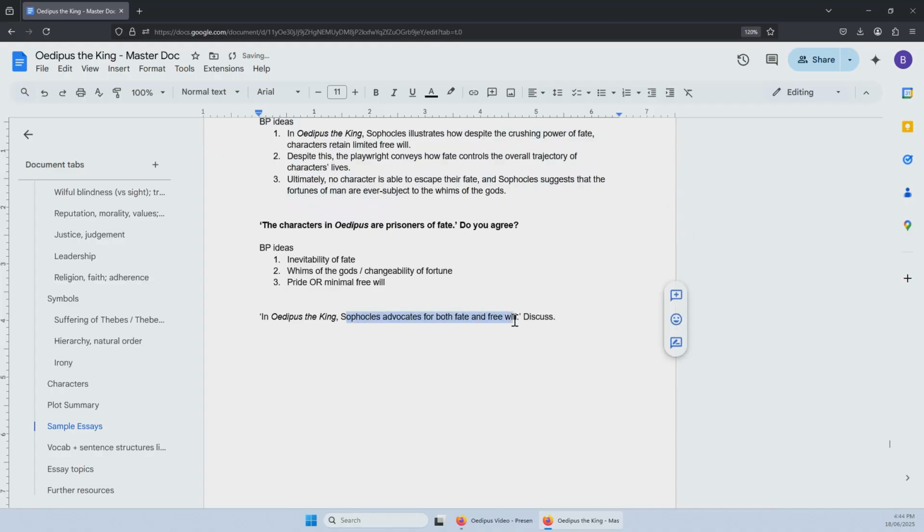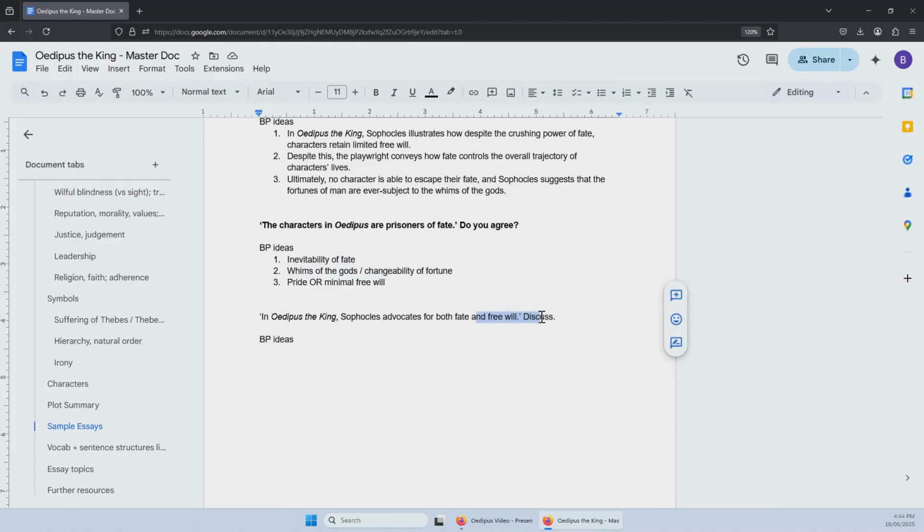In Oedipus the King, Sophocles advocates for both fate and free will. All right, so we're going to ask, does he advocate for both? So when does he advocate for fate? Well, he advocates for fate in the fact that no one can change their fate. So these 2 body paragraph ideas turn up. And then does he advocate for free will? Well, in some sense, yes, because people like Creon and Tiresias exercise their free will very well.